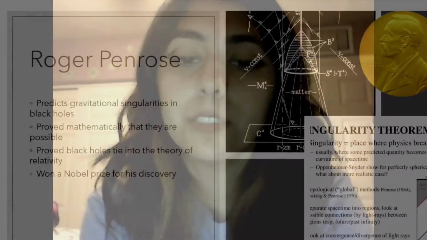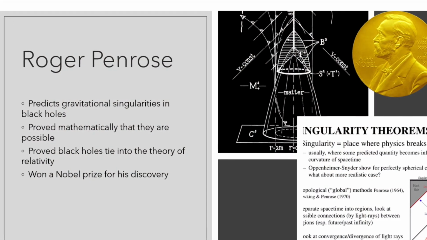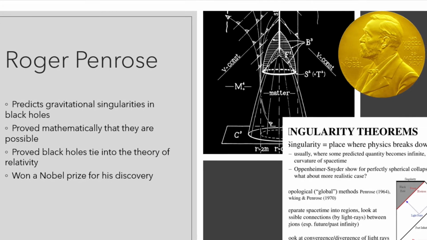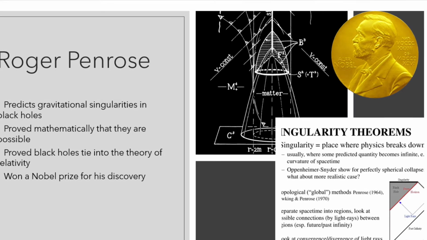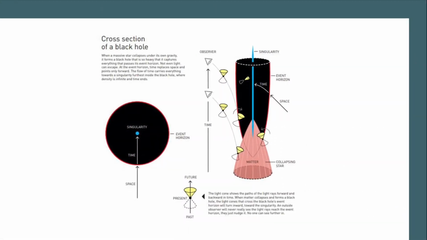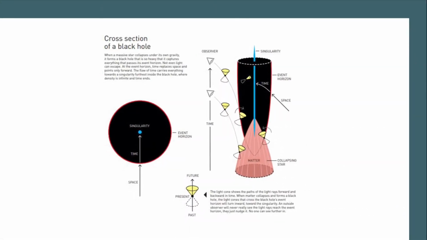This addition to the relativity theory won Roger Penrose a Nobel Prize in Physics due to its grand impact on the science world. Roger Penrose's discovery was incredibly meaningful to the scientific community. He even went on to win a Nobel Peace Prize. Here is the diagram Penrose used in assisting his discovery.